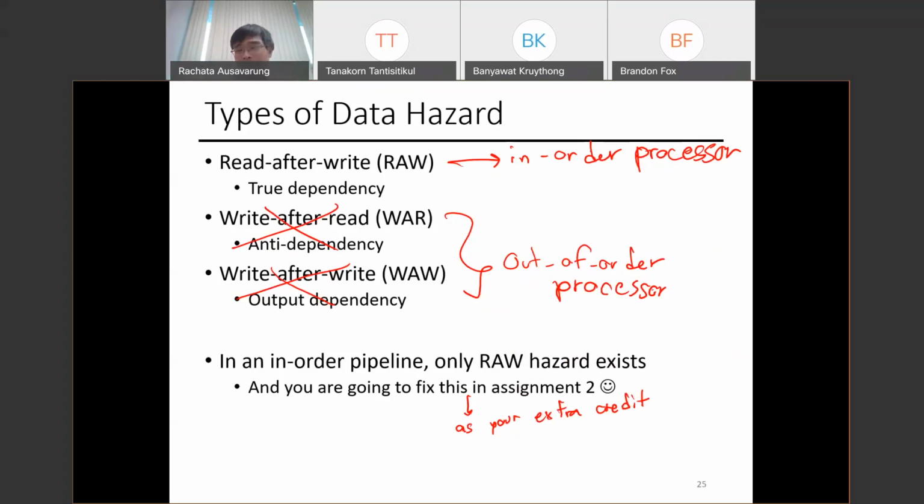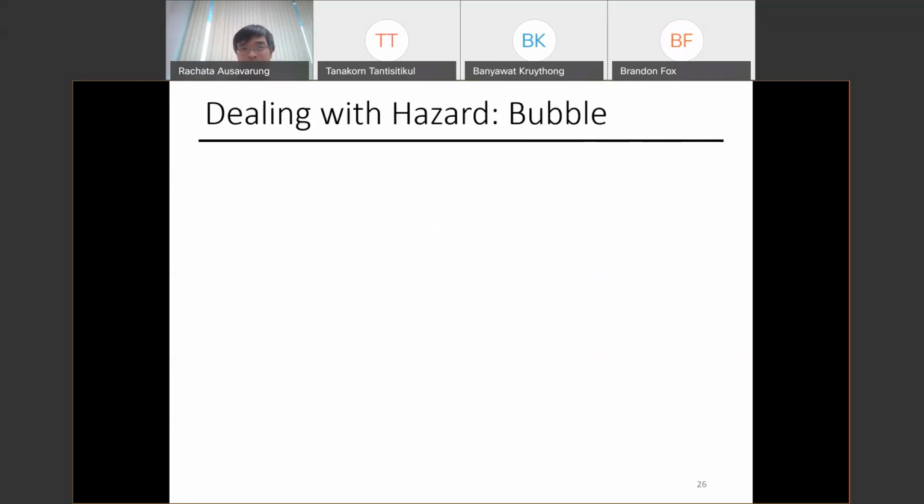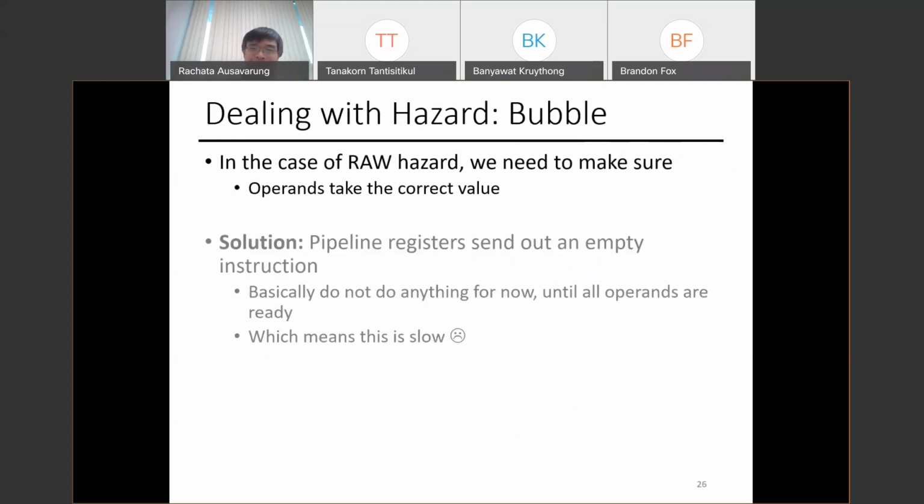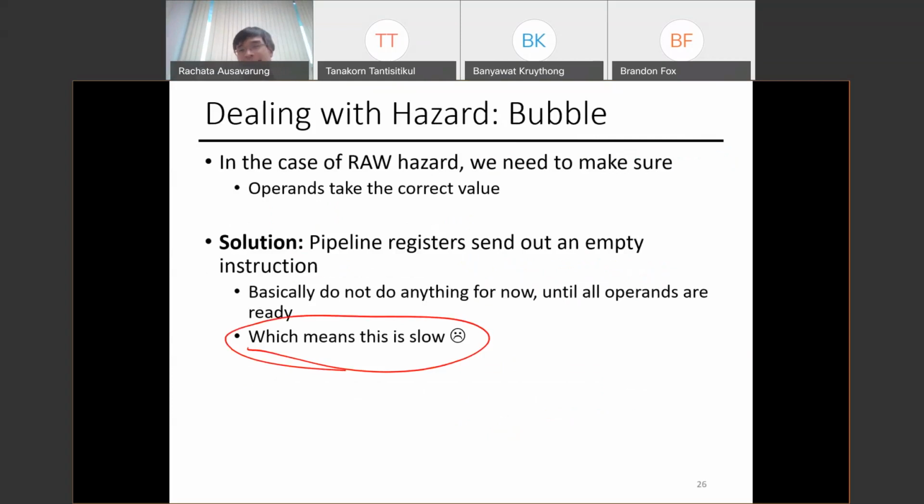Assignment 2 will ask you to do pipelining, and you would pipeline using this data style. You insert the bubble in case you see a data dependency. Your solution is to send out an empty instruction and wait. Basically, tell it to wait until I got my results, and then I would continue on. Which means it's going to be slow, right? It's going to be slow, and we can do better. We can definitely do better.